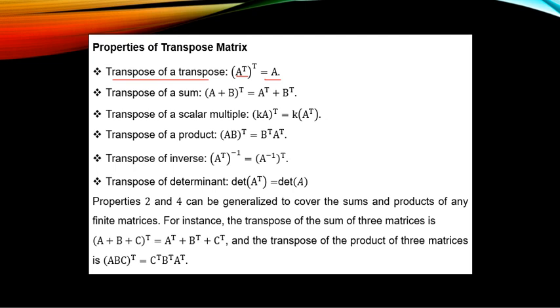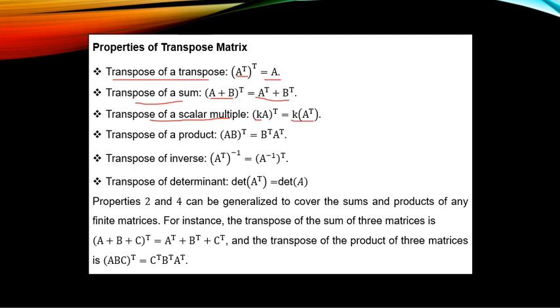That's the transpose of a sum. If you add two matrices and you take their transpose, it is equal to taking the individual transpose of the matrices and you add them together. Number three property, transpose of a scalar multiple. So here K, a scalar, means a constant that multiplies matrix A. If you multiply matrix A by a scalar and you take the transpose, it is the same thing as multiplying the transpose matrix by the scalar.